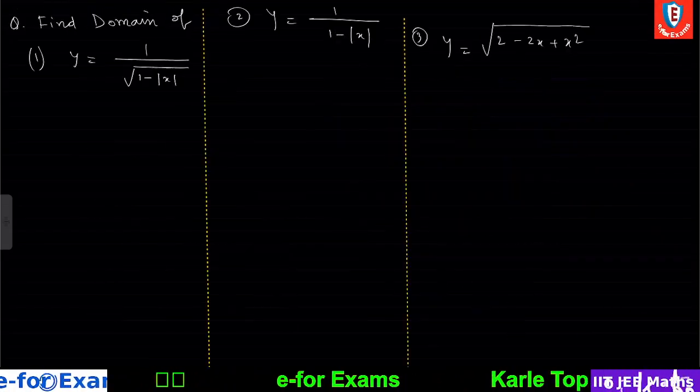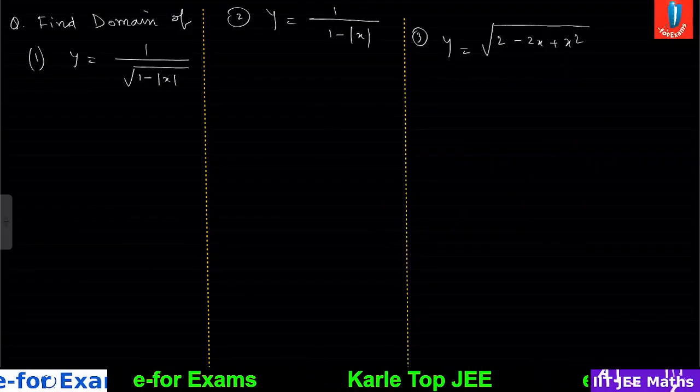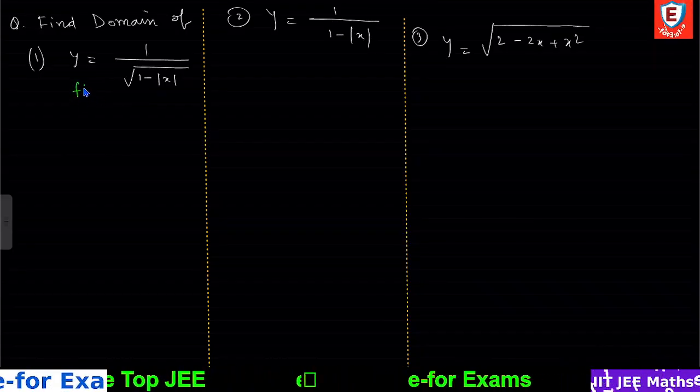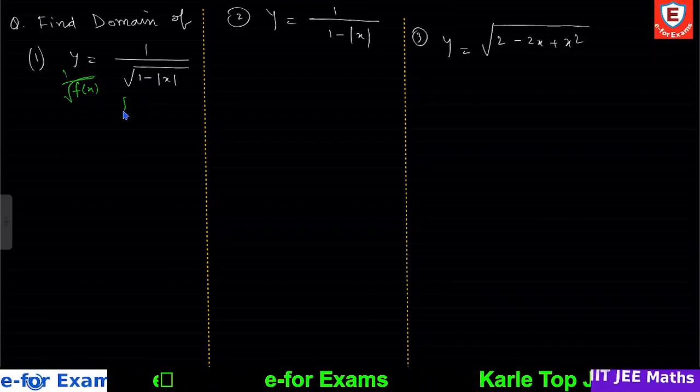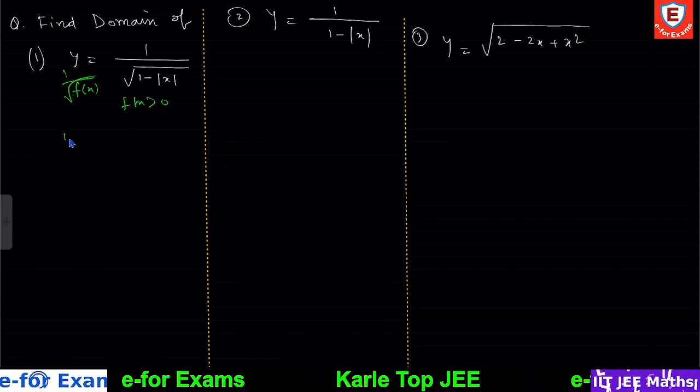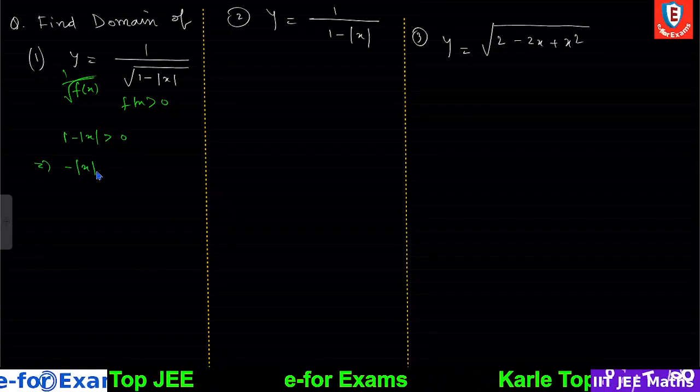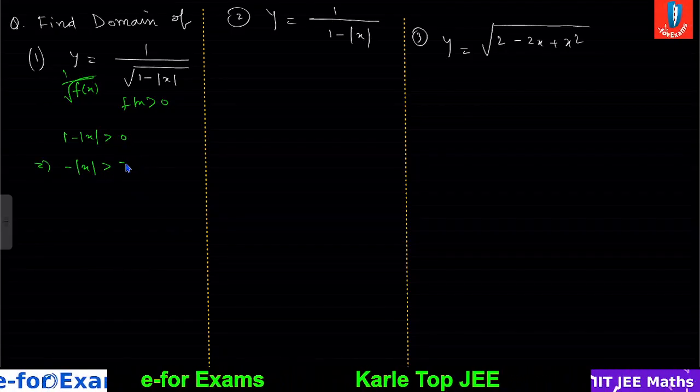Okay, let's solve them one by one. First one is find the domain of y equal to 1 by root over f of x. F of x should be greater than 0. It is 1 minus mod x should be greater than 0. This implies, I will solve it fast. We have done this in previous examples.